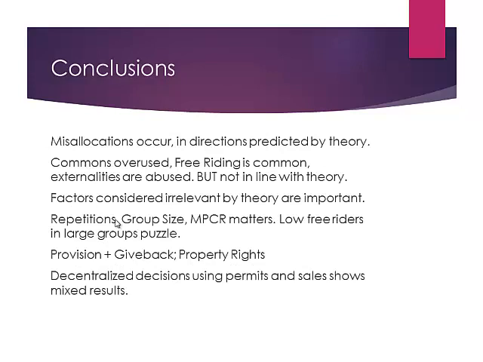So what are the conclusions? That misallocations occur in the direction predicted by theory: commons are overused, free riding is common, externalities are abused, but these things don't happen in line with economic theory. There are many factors which are irrelevant by theory but which are important. If we repeat the game, people get experience, and this makes a difference.